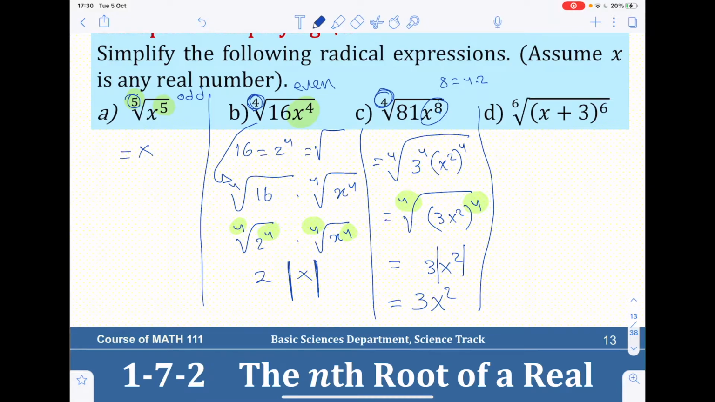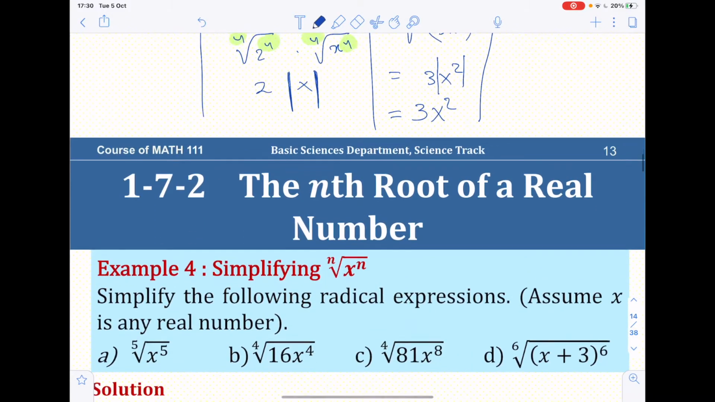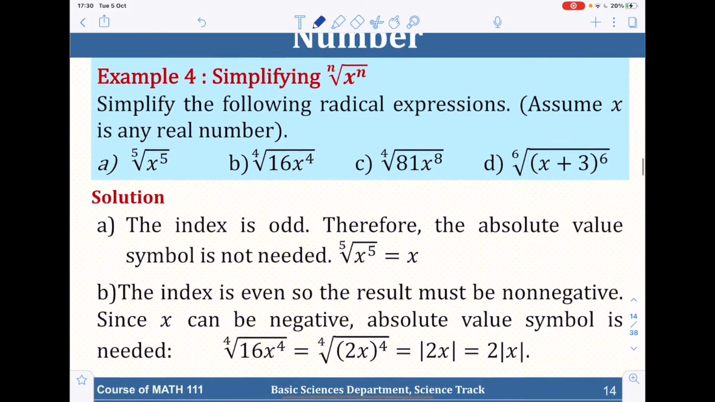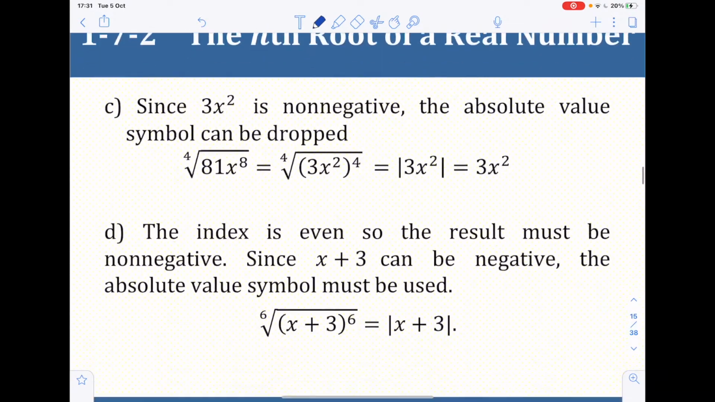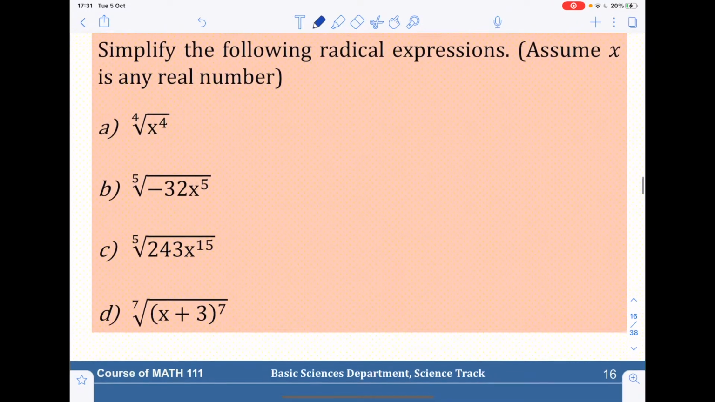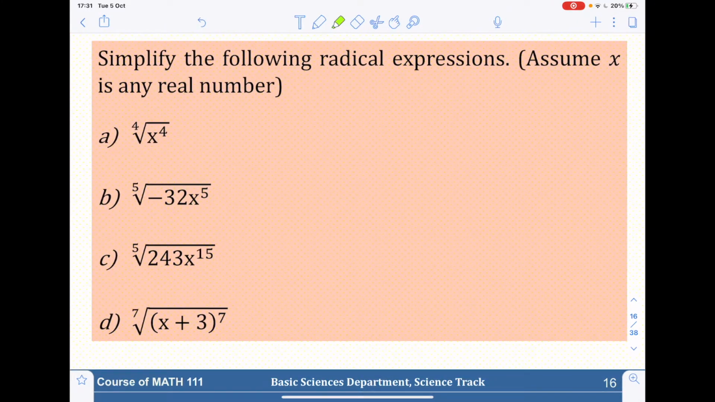For the last one, same thing: we have an even value here, so after we cancel out the power with the root, we should put x under the root with an absolute value. Now, how can we simplify these expressions? Same thing, we can cancel the root with the power, and we're left with x. But since this is even, we put the absolute value.